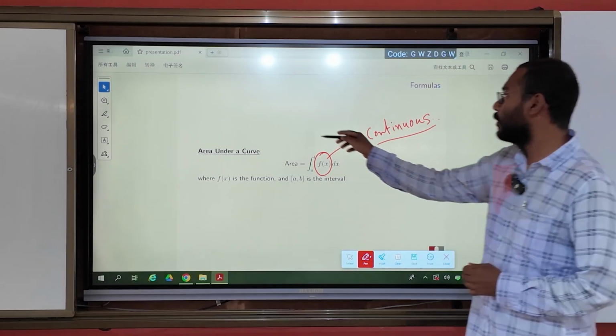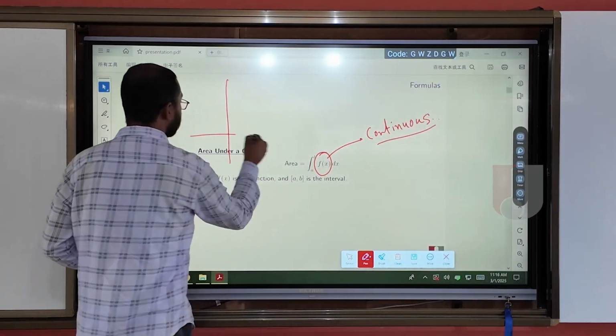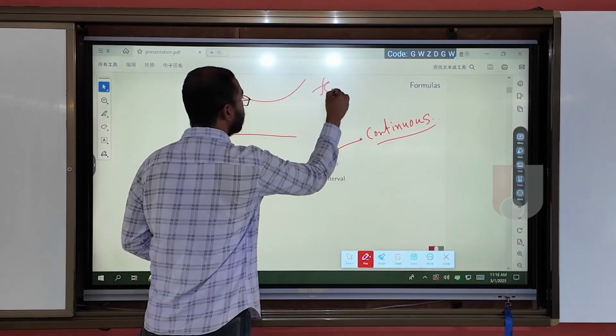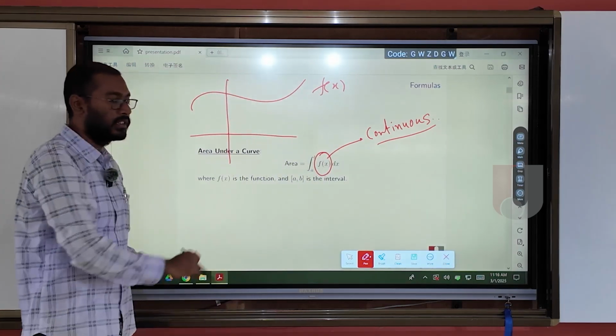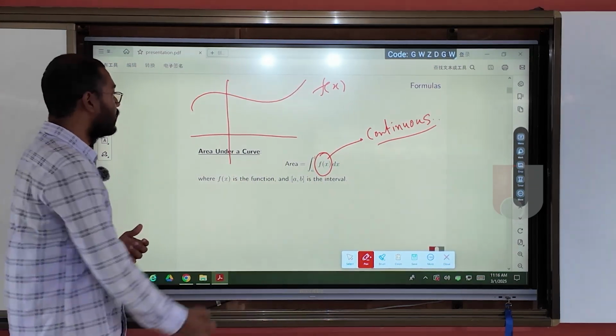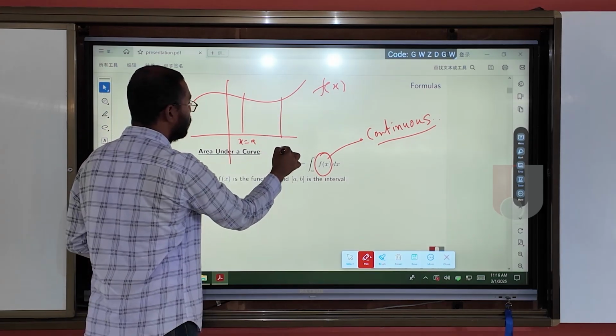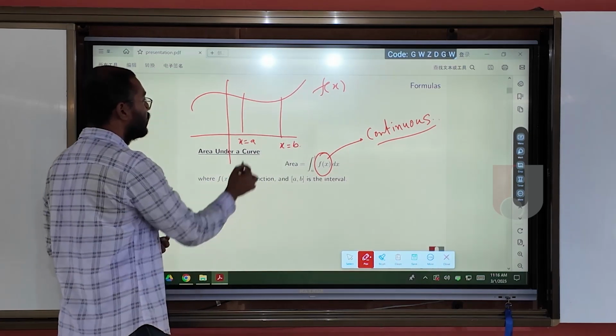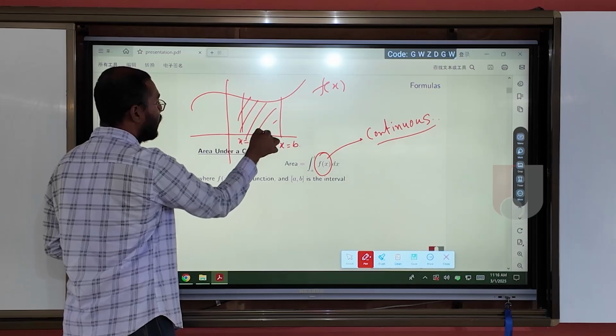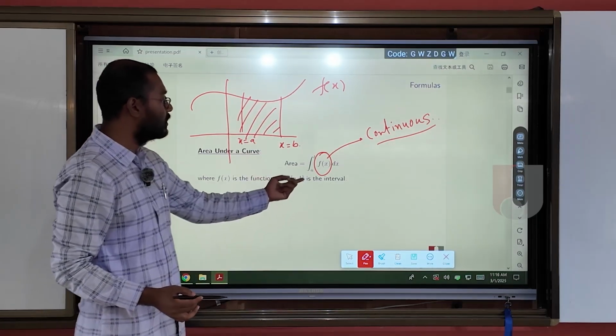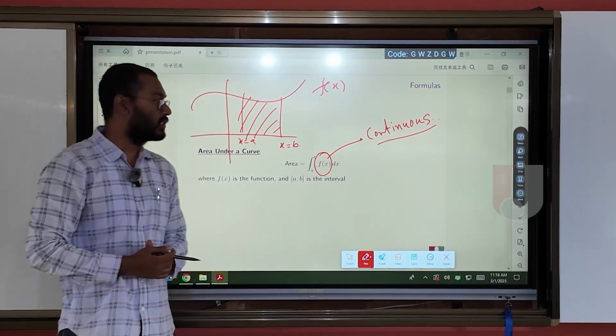Suppose this is a curve, f(x) is a function, and this is a continuous function. We want to investigate the area from x equal to a to x equal to b. So how do we compute that area? That area can be found by this integral from a to b of f(x) dx.